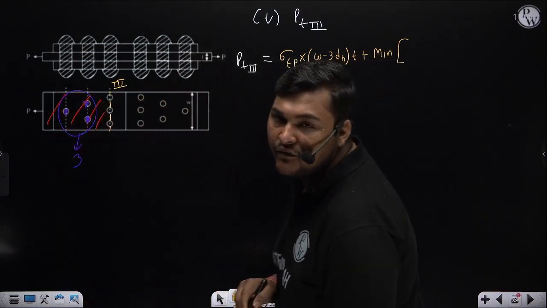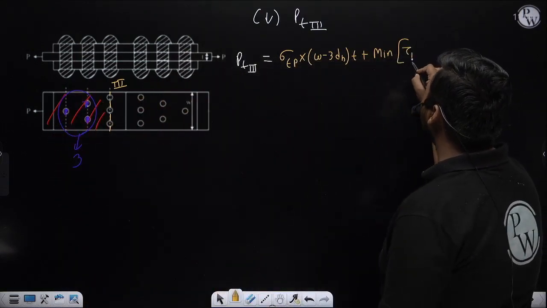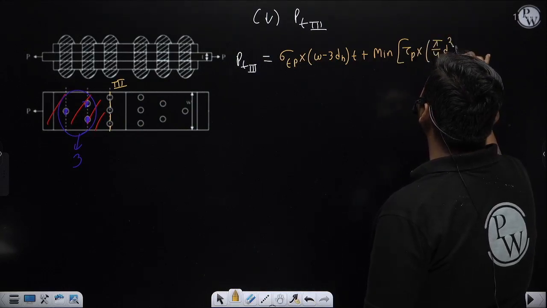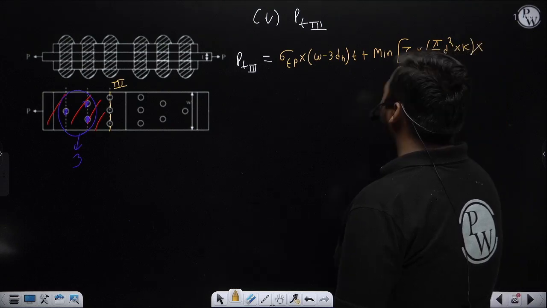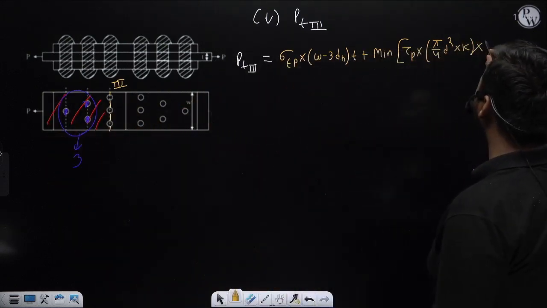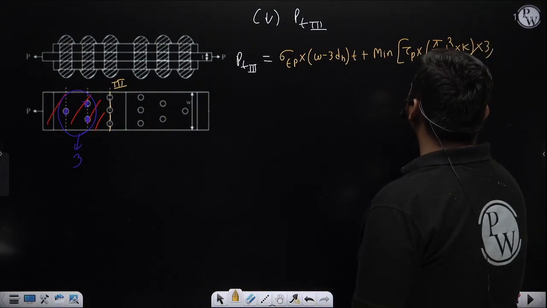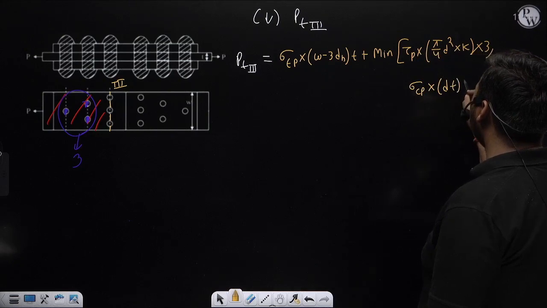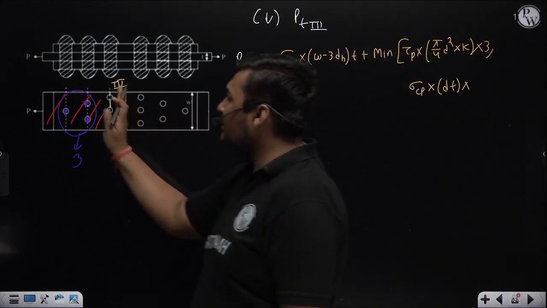First I am writing for shearing. Equate tau with tau p into shear area of one rivet, which is pi by 4 d square into k, into number of rivets coming on this side. And on this side, three rivets are coming, so into 3, comma, for crushing, equate sigma c with sigma cp into crushing area of one rivet, which is dt, into number of rivets coming on this side, which is 3.